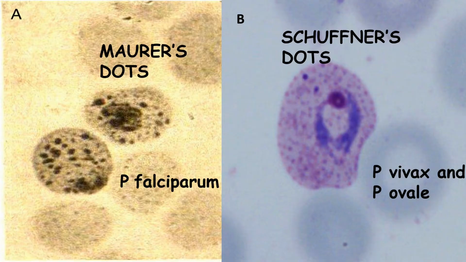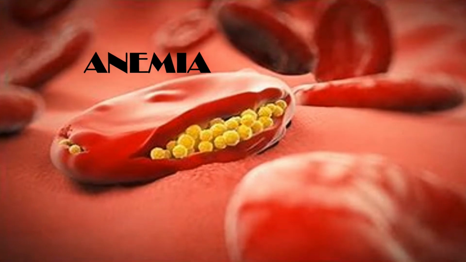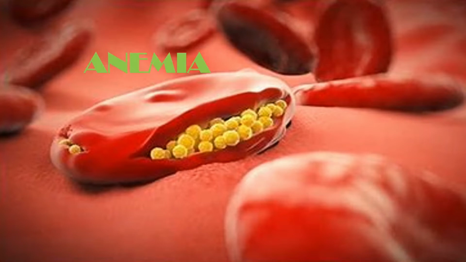You need to know one more thing about the blood picture of falciparum and vivax infection. Maurer's dots can be seen in falciparum, while Schüffner's dots can be seen in vivax and ovale blood picture. So when these infected red blood cells rupture, they release multiple merozoites which restart the erythrocytic cycle, and thereby the rupture of RBCs causes anemia and fever.